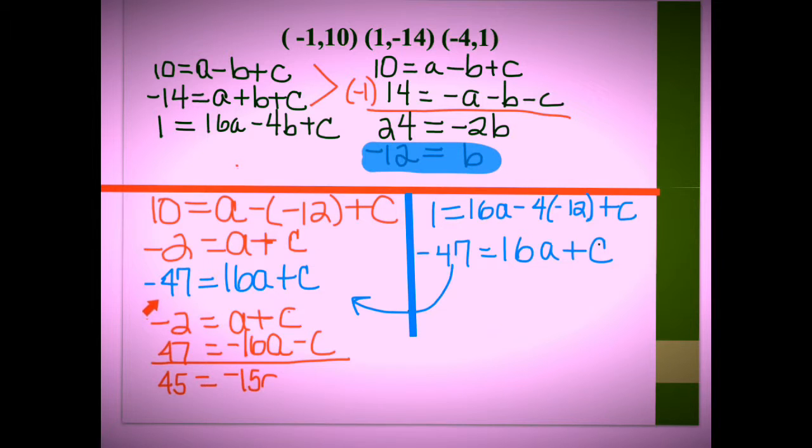We are going to alter our equation here by multiplying everything through by -1. That gives us 47 is equal to -16a minus c. And look at here, we get 45 is equal to -15, whoops, what is that? Let's change it to what it is, an a. So once we divide through by -15, we come up with a is equal to -3.